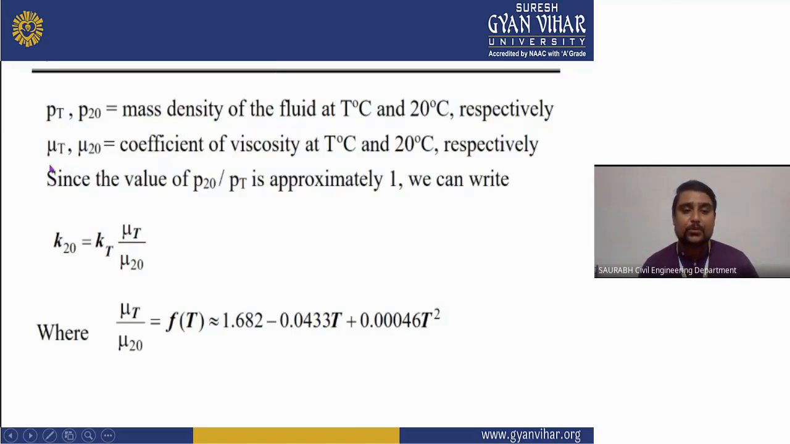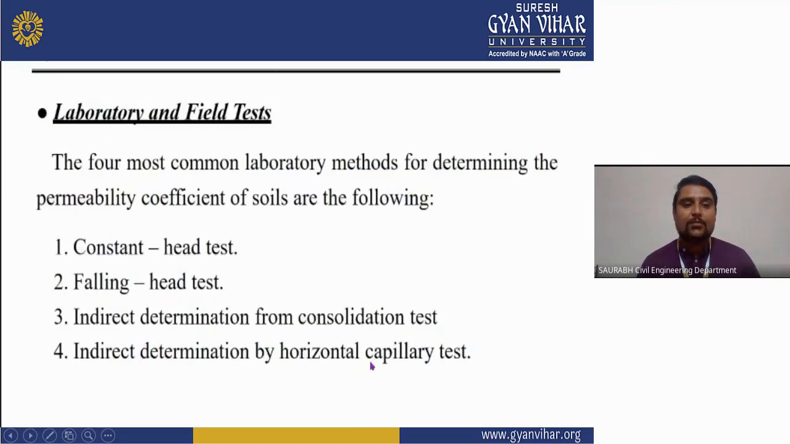Mu T and mu 20 are the coefficients of viscosity at temperature T and 20 degrees Celsius respectively. Since the values of rho 20 and rho T are approximately 1, it can be written as K20 equals KT times mu T upon mu 20, where mu T upon mu 20 is a function of T, approximately 1.628 minus 0.0433 T plus 0.00046 T square.